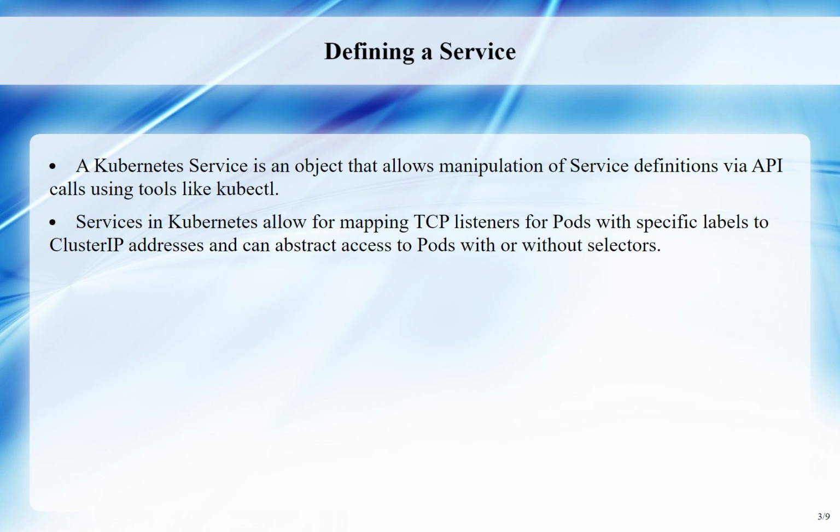Services can map any incoming port to a target port and support multiple port definitions for a single service. Services usually abstract access to Kubernetes pods thanks to selectors, but can also be used without selectors to abstract other kinds of backends, including those outside the cluster.